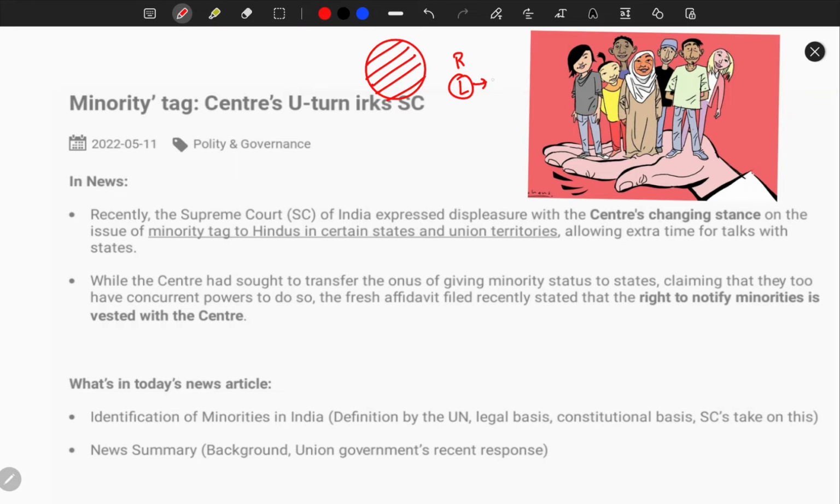If a smaller number of people speak some language, they are considered a linguistic minority, and if fewer people follow some religion, they are considered a religious minority. So who will define the religious and linguistic minorities? Who are they? Why do they need to be given importance?